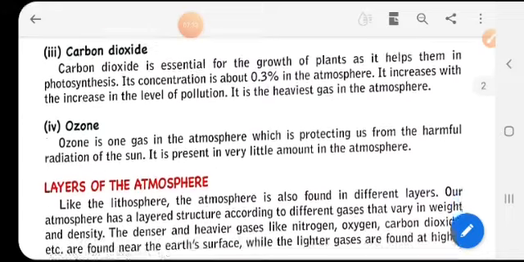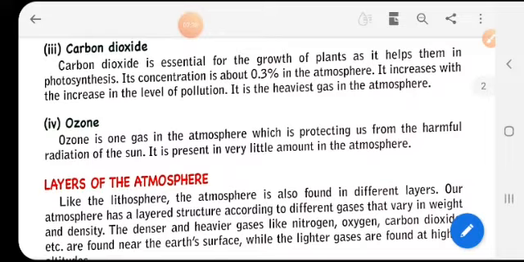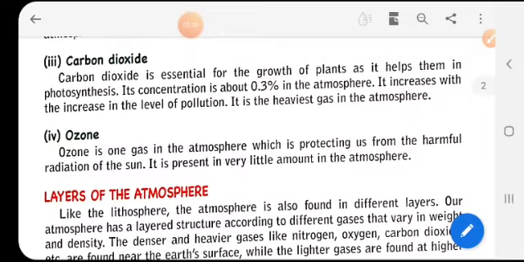Then we have carbon dioxide. Carbon dioxide is essential for the growth of plants, as it helps them in photosynthesis. As you must have studied before, plants take in carbon dioxide and give out oxygen. So carbon dioxide helps plants to continue the process of photosynthesis. Its concentration is about 0.3% in the atmosphere, so it constitutes about 0.3% of the atmosphere.